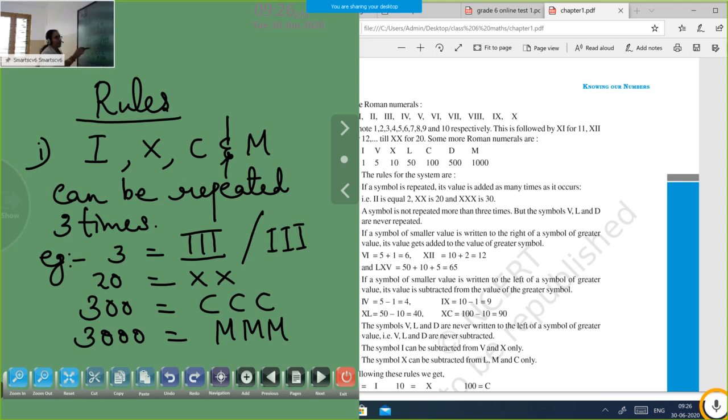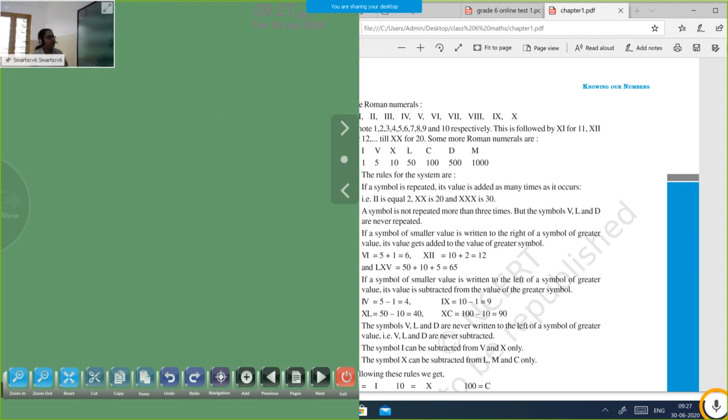Then 20 means X and X. 300 means, 100 means what? 100 means C. So 300 means CCC. 3000 means 1000 is M. So 3000 means MMM. So just try to understand that only the Roman numbers that can be repeated are I, X, C and M. Only these numbers can be repeated, okay, that too maximum 3 times. So teacher is moving to the next one. Hope you understood this one. Next page. Okay. Then what teacher said, only the repeated numbers are I, X, C and M.